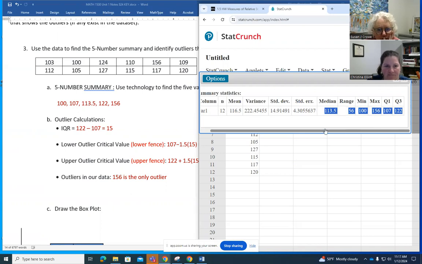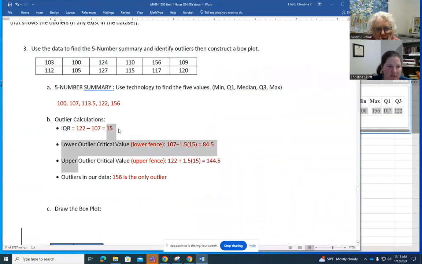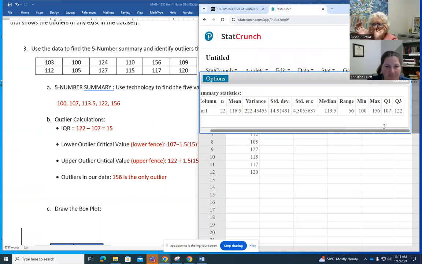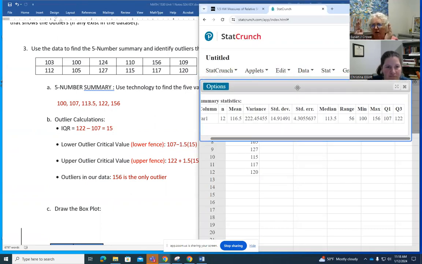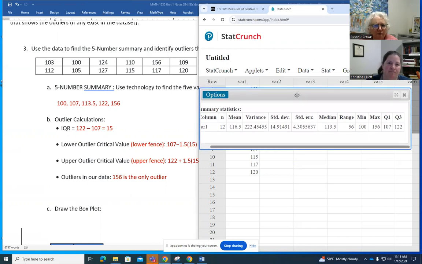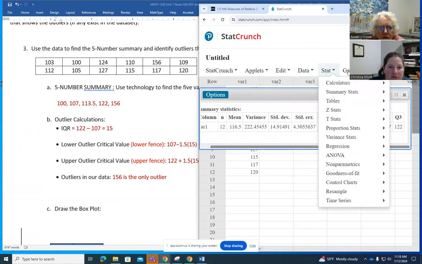And so you can see if I subtract Q3 minus Q1, I get 15 for the interquartile range. Those middle two quartiles, that's the width of those middle 2 quartiles. And then I can also look at the graph here.